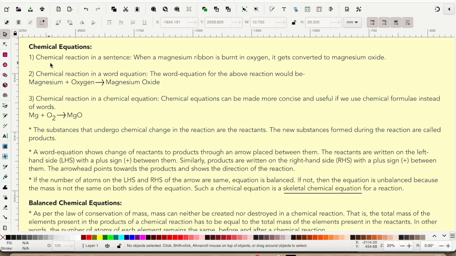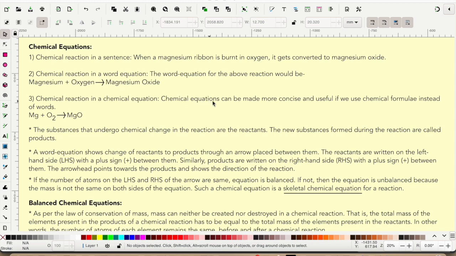Any chemical reaction can be written in three forms. First, in a sentence. Second, in a word equation, and third, in a chemical equation. Let us understand this with an example. When a magnesium ribbon is burnt in oxygen, it gets converted to magnesium oxide. This is representation of a chemical reaction in a sentence. The word equation for the above reaction would be this one.